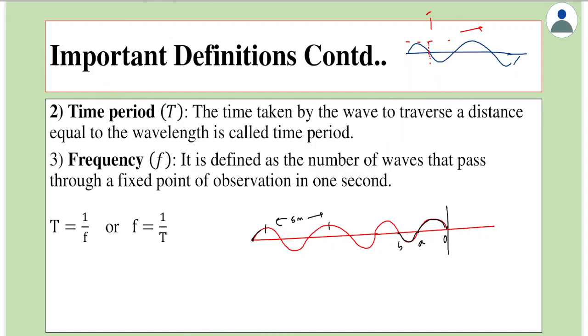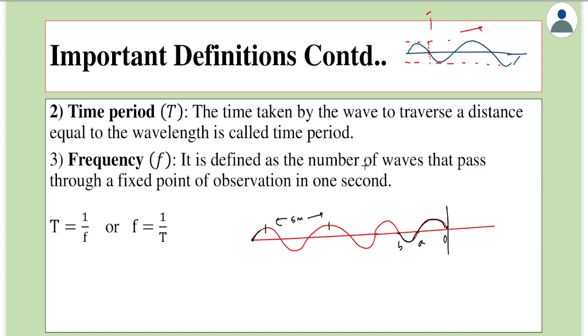That is, the particle will oscillate between these two extreme ends. So we can define time period from this also, saying that time period is the time taken for a particle to complete one oscillation. Even that is accepted, but technically many books will say it is the time taken by the wave to traverse a distance which is equal to its wavelength.